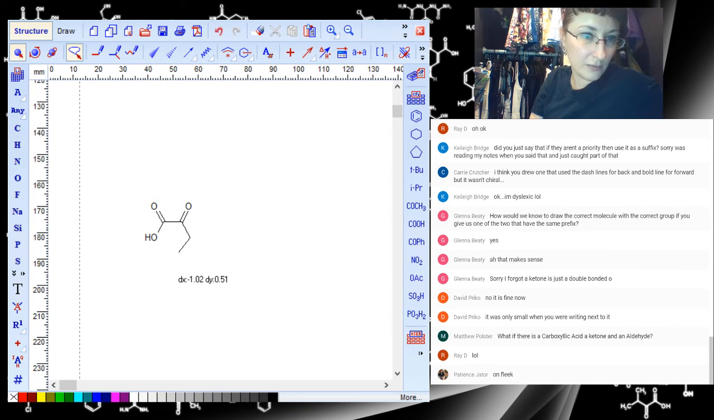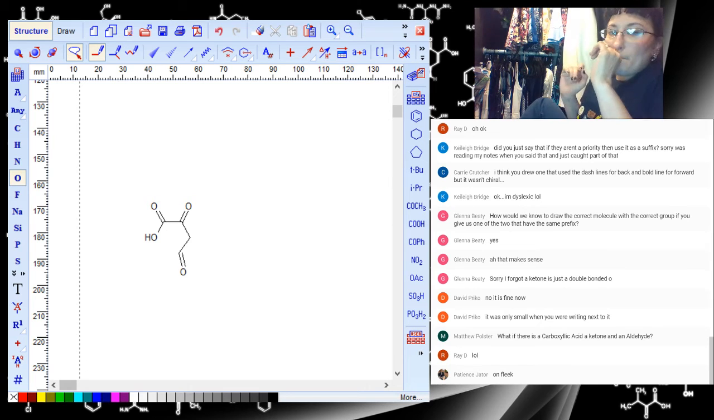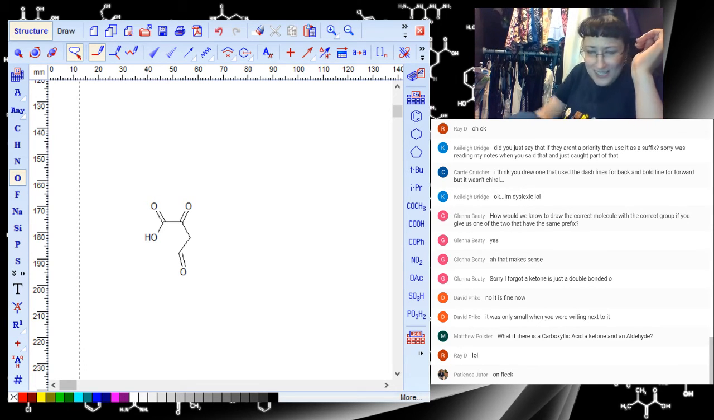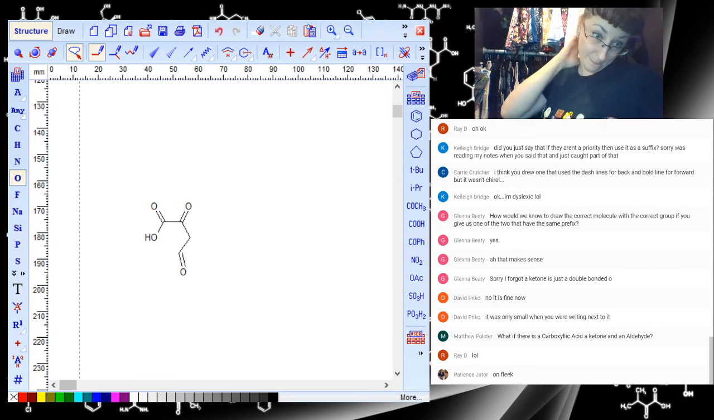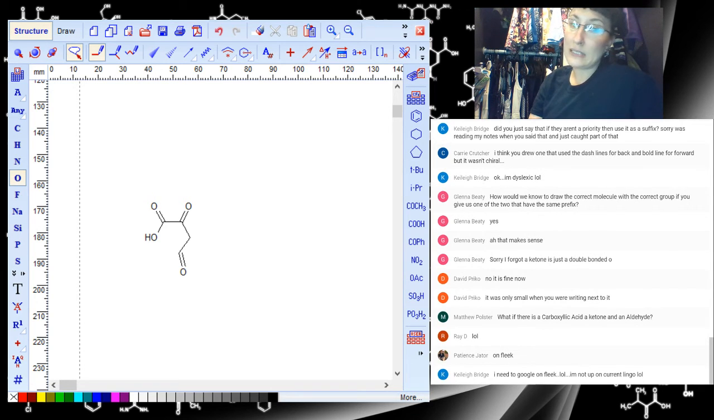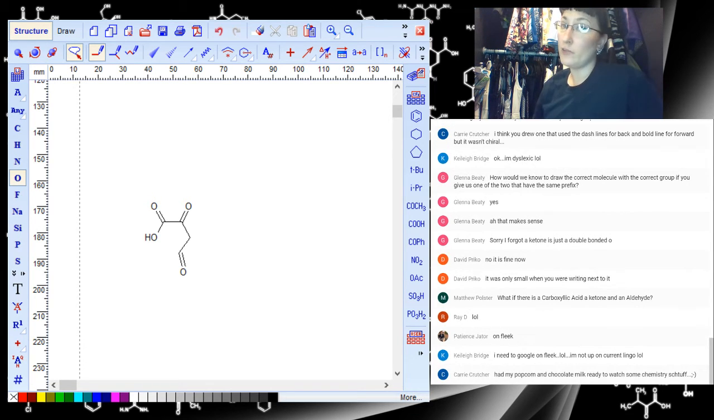Okay, so now it has an aldehyde. But so I have an aldehyde, right? I have a carboxylic acid and I have a ketone. So what we would end up with was a dioxo. You would call both of them an oxo.